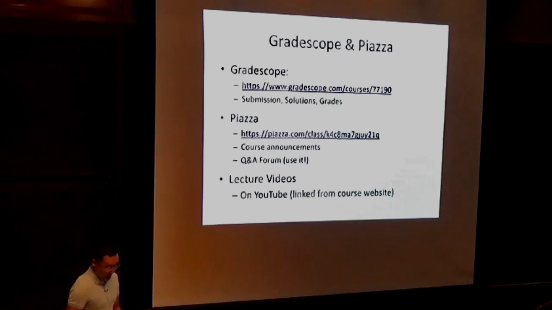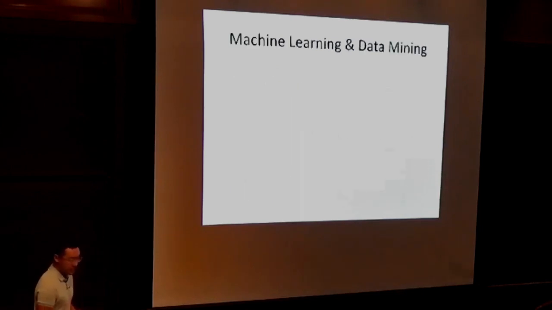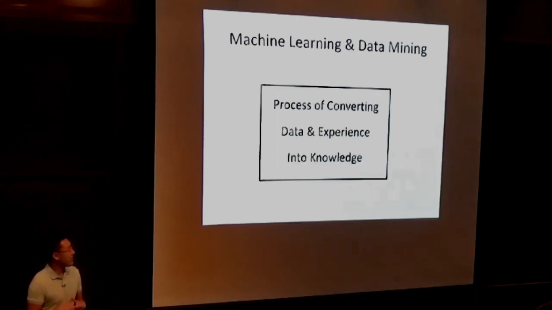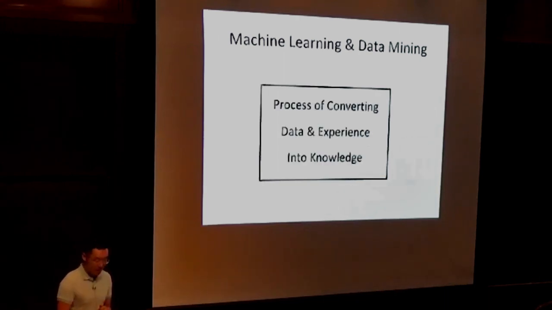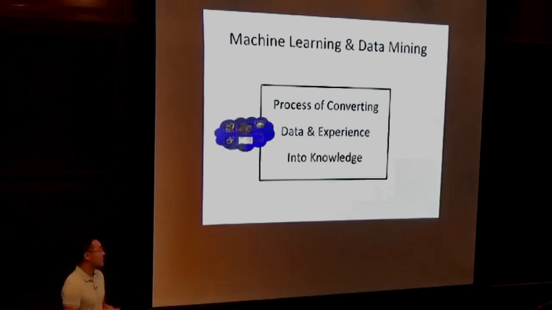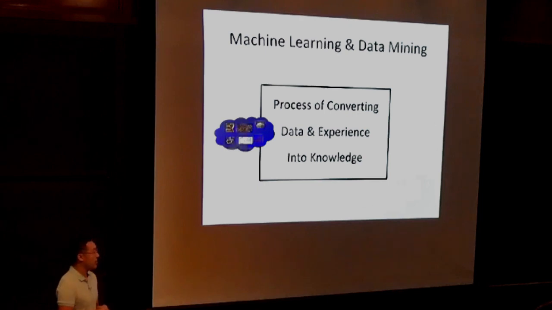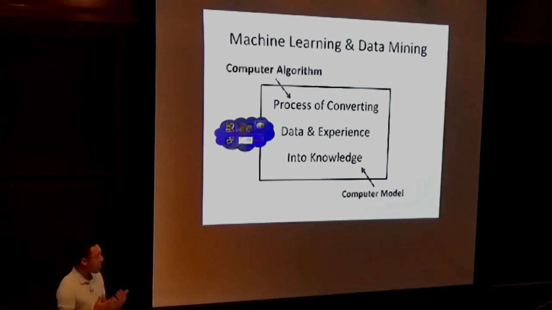Okay, so let's get on with the class. Machine learning and data mining. What is machine learning and data mining? It's the process of converting data and experience into knowledge. Data are things that we're all now very experienced with. Everything you think of has a data element to it these days. Knowledge is a computer model, and the process is an algorithm. So that's the nuts and bolts of what machine learning and data mining are.